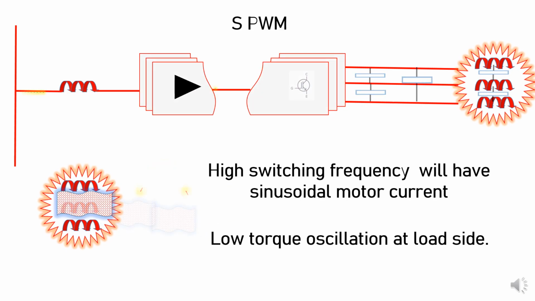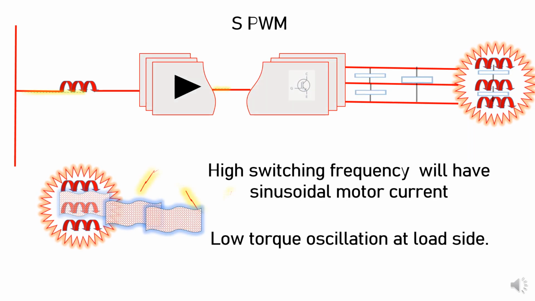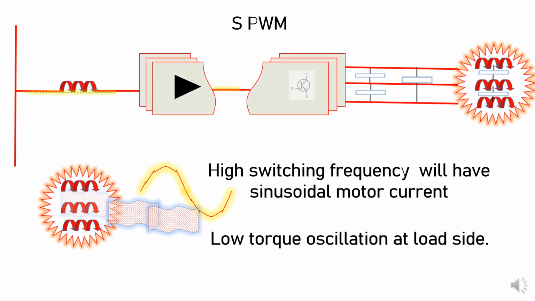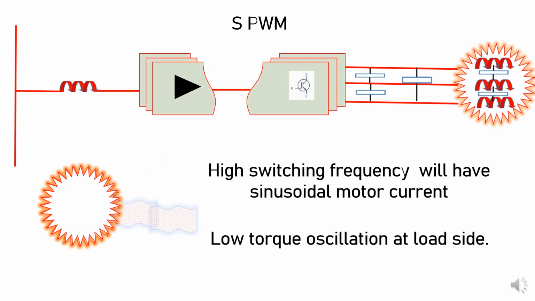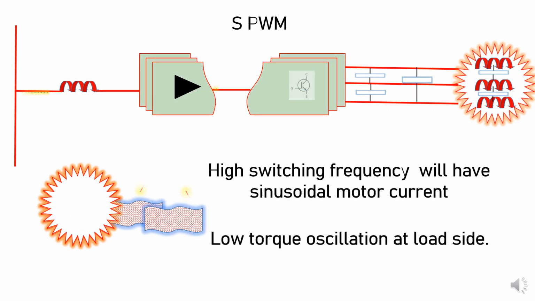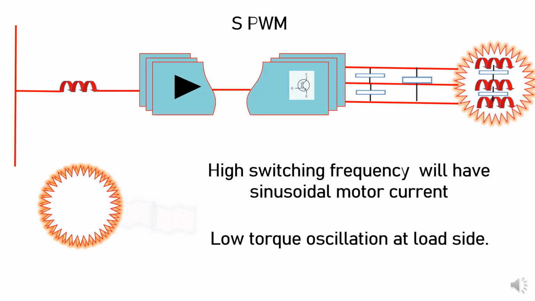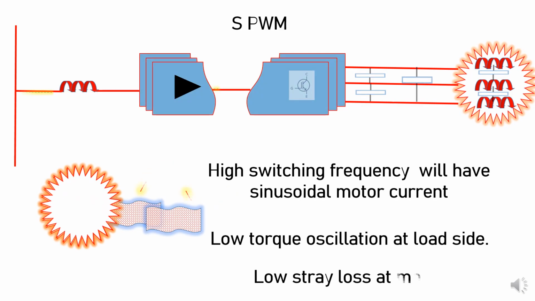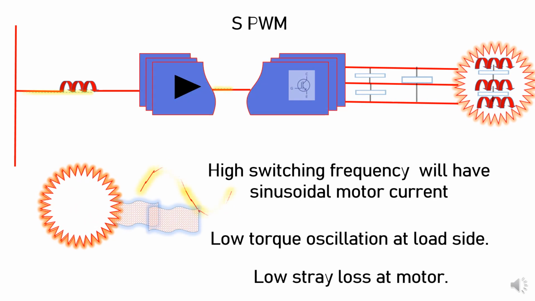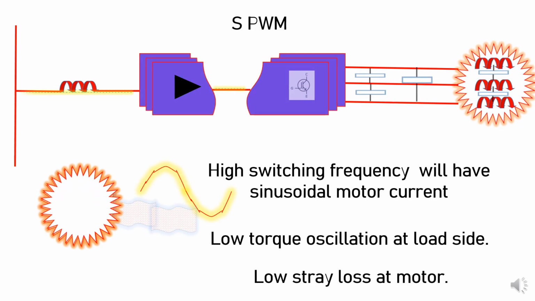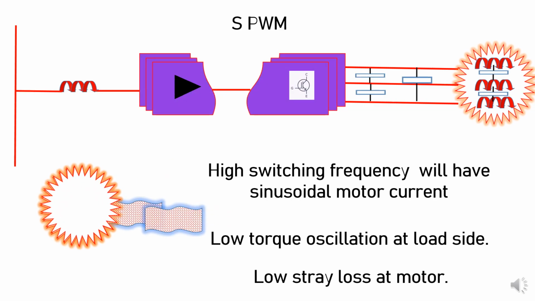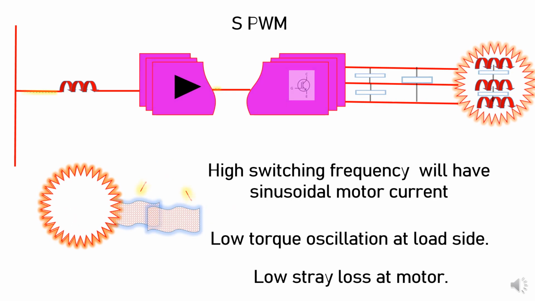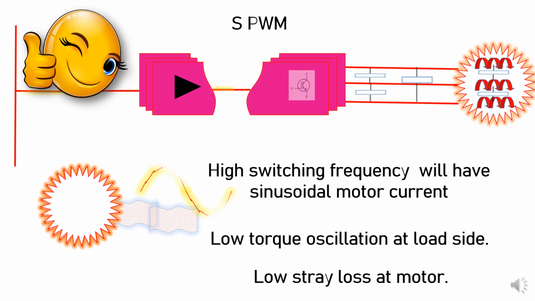But the lower switching frequency will oscillate the load, and indirectly you can see it as torque pulsation also. So if you keep the lower switching frequency, the heat will be less, but you will find an oscillation at the load end many times, and this is called torque pulsation. At the same time, you will get lower stray loss at the motor side. So this is the comparison of higher and lower switching frequency.